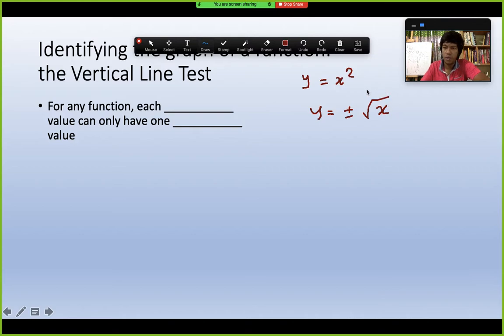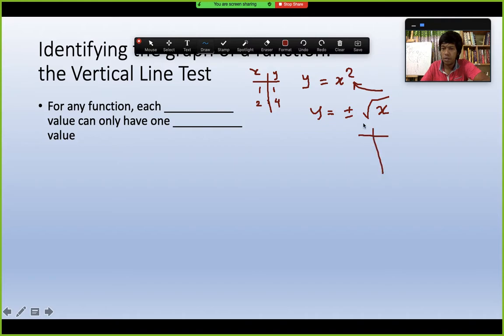And you know that y equals x squared will be a function because for every x value there is only one answer. Suppose if x equals 1, y equals 1. If x equals 2, y equals 4. So only one answer.